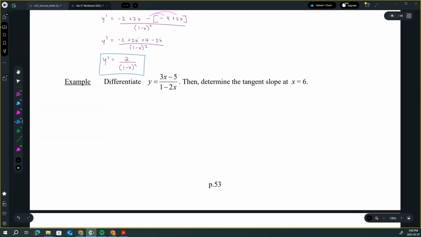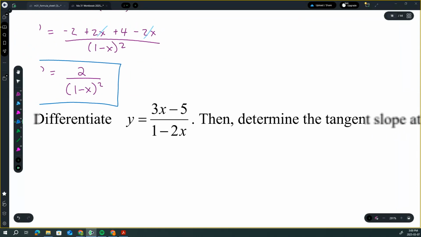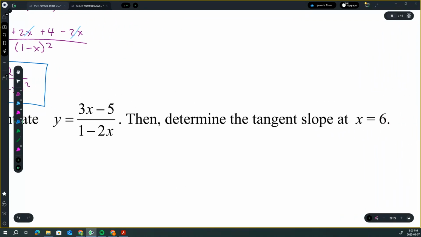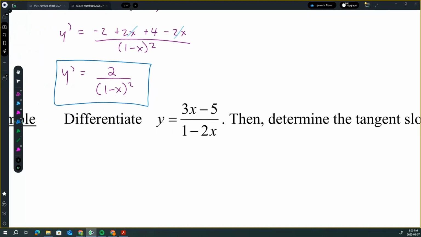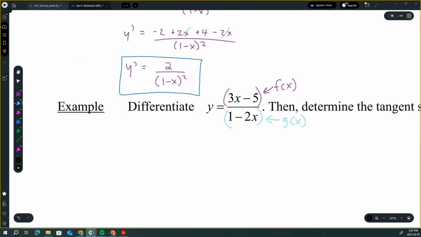All right, next example here. Differentiate y is equal to 3x minus 5 divided by 1 minus 2x. Then determine the tangent slope at x is equal to 6. All right, so I'm just labeling these so it's easy to see what I'm doing. Would I expect you to label them on a test? Nope. You can if you want, but I don't expect you to do that. You're not gaining marks for doing what I'm doing right here.